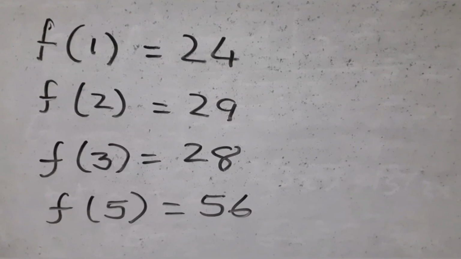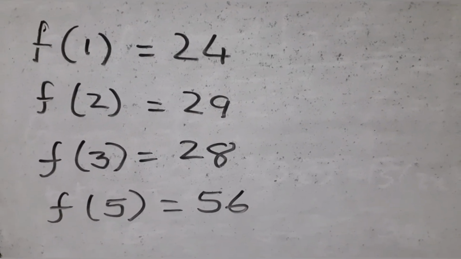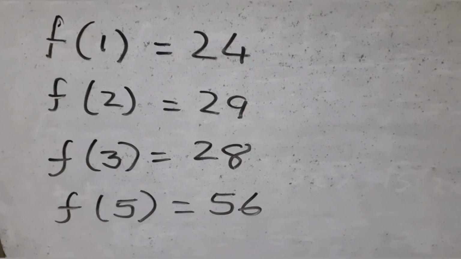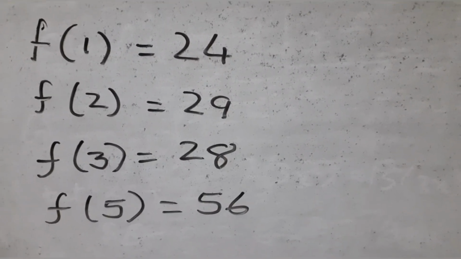The absolute maximum value in the interval 1, 5 is 56. The absolute minimum value in the interval is 24.